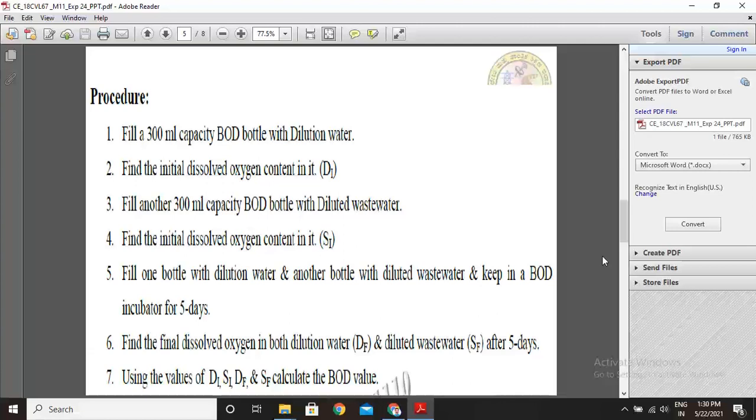Fill one bottle with dilution water and another bottle with diluted wastewater and keep them in a BOD incubator for 5 days. Then find the final dissolved oxygen in both the dilution water and diluted wastewater after 5 days. Then using the values of D1, S1, DF, SF, calculate the BOD value.